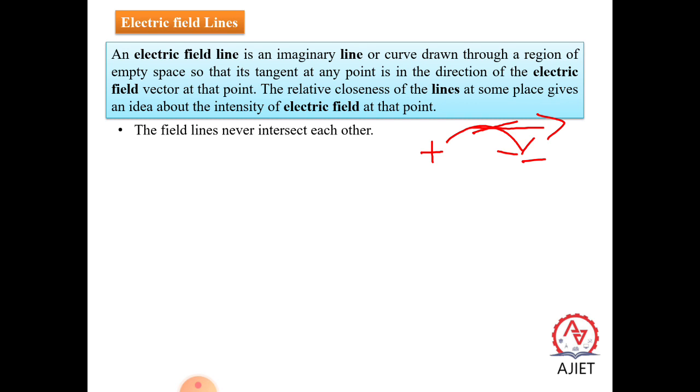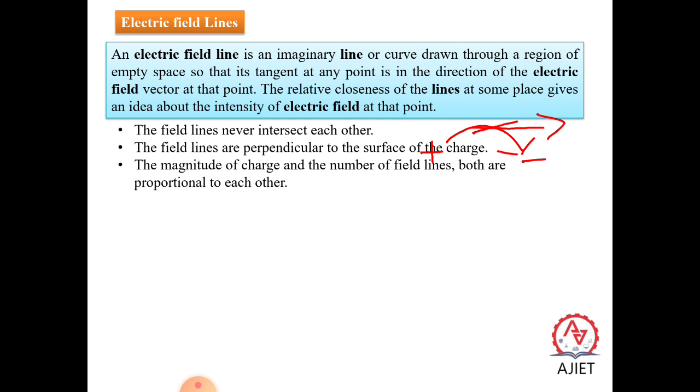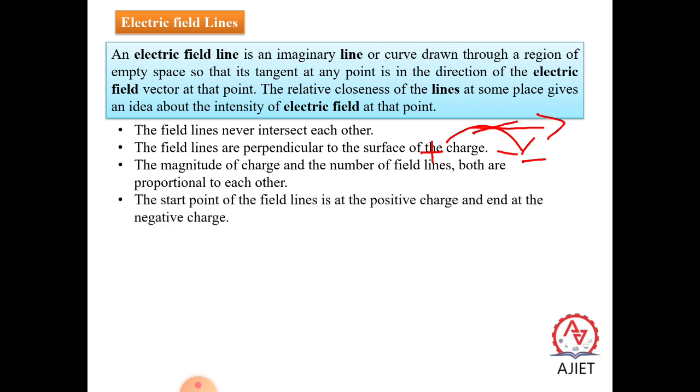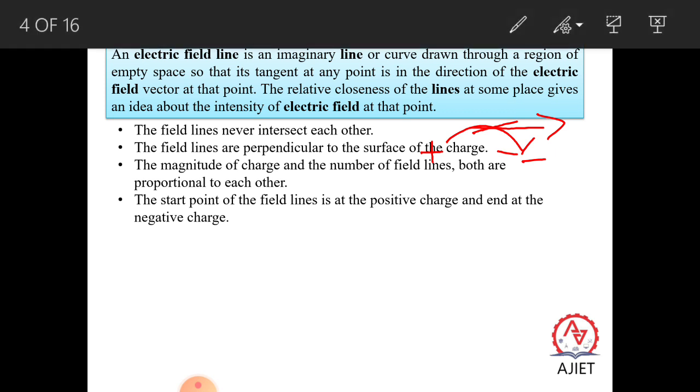So what are the characteristics of the electric field lines? Electric field lines never intersect each other. The field lines are perpendicular to the surface of the charges. The magnitude of charge and the number of field lines are proportional to each other. The start point of the field lines is at the positive charge and the end is at the negative charge. Because of this, it forms an open loop, as I discussed. So when you calculate the curl, del cross E is always equal to 0.